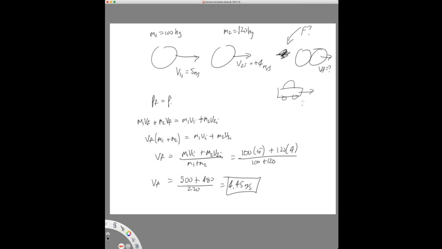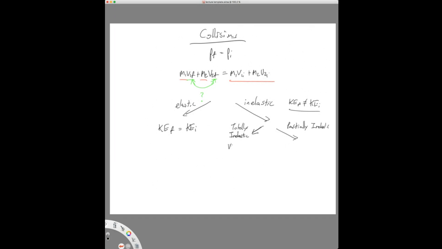If I'm driving along at 4.45 meters per second and I witness this collision, then these guys appear stopped from that perspective, from that reference frame. So a totally inelastic collision is one that, at least in one reference frame, might appear to stop. It may appear to lose all of its kinetic energy. And the only way that happens is if V1 final equals V2 final.